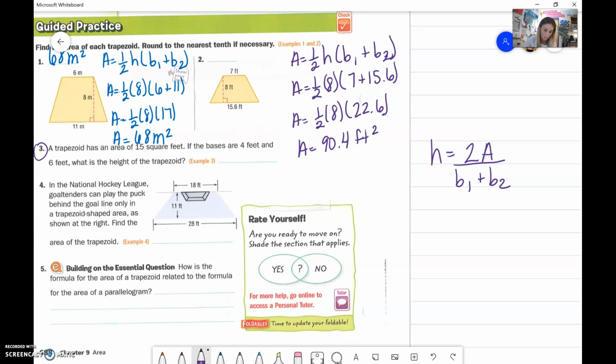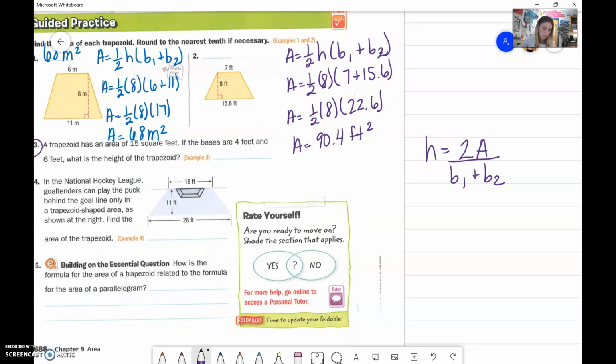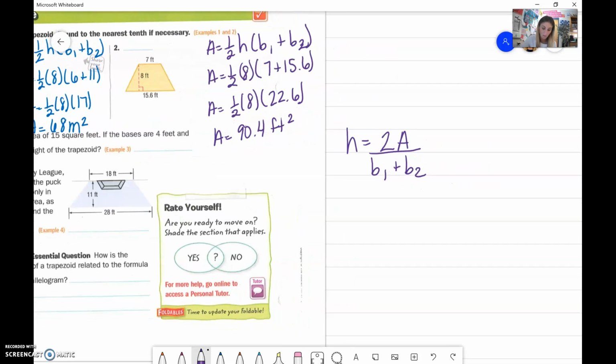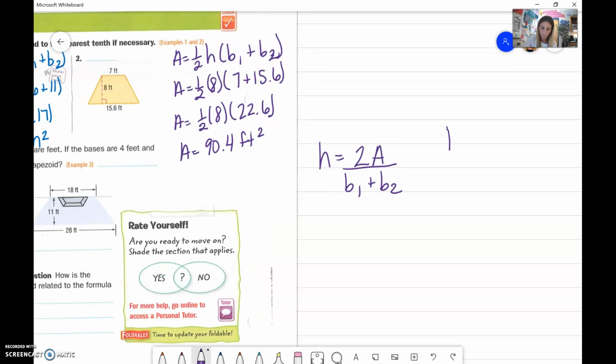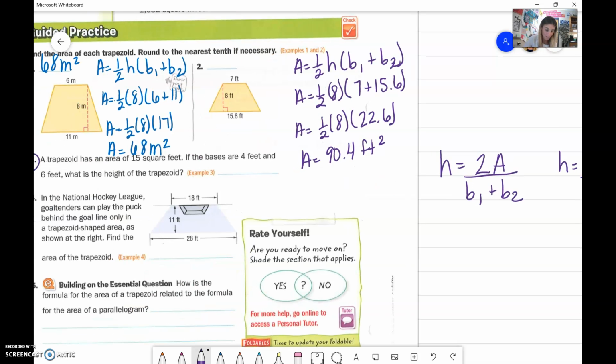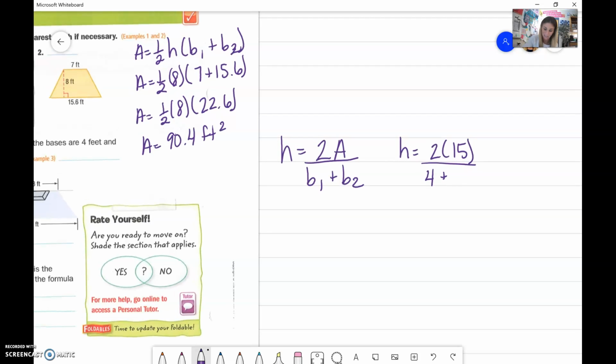All right, let's see what we know here. It says a trapezoid has an area of 15 square feet. The bases are 4 and 6 feet. What is the height? So here we go. We're going to fill in what we know. We don't know the height, but we know that the area is 15, and we know that base 1, or one of the bases, is 4. It doesn't say base 1, and one of the bases is 6.